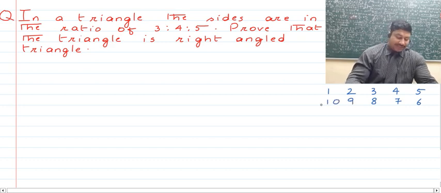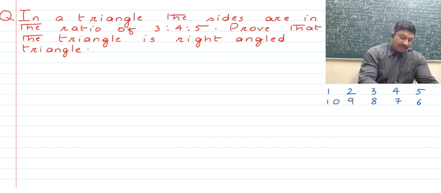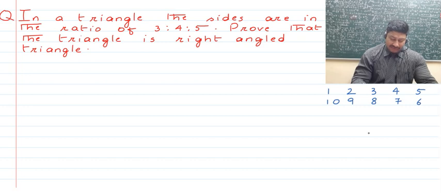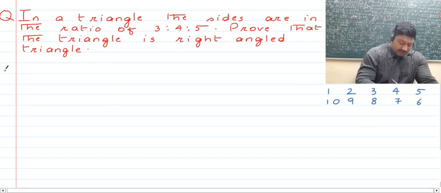Right, children, now let's discuss the question. In the question, we've been given here that there is a triangle whose sides are in the ratio of 3:4:5, and you have to prove that the triangle is a right angle triangle. So here first what we do is, let us consider that the sides are, say, some 3x, 4x and 5x.